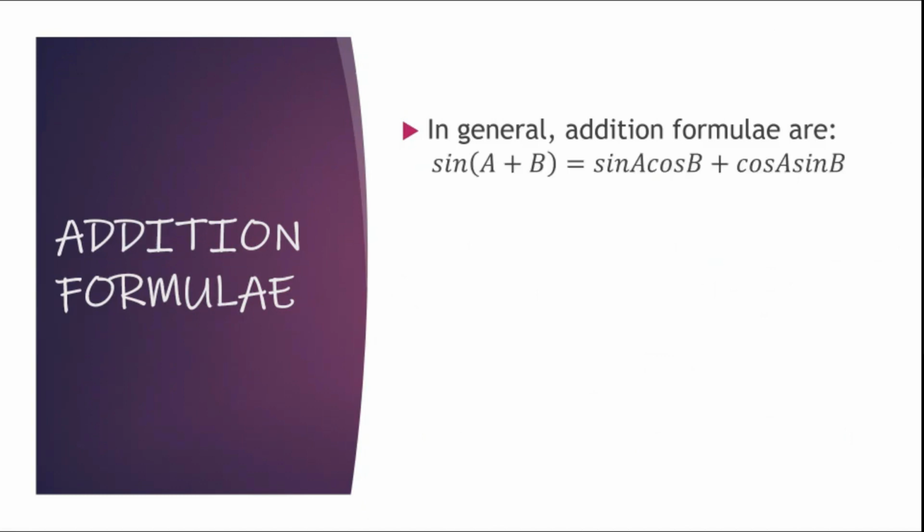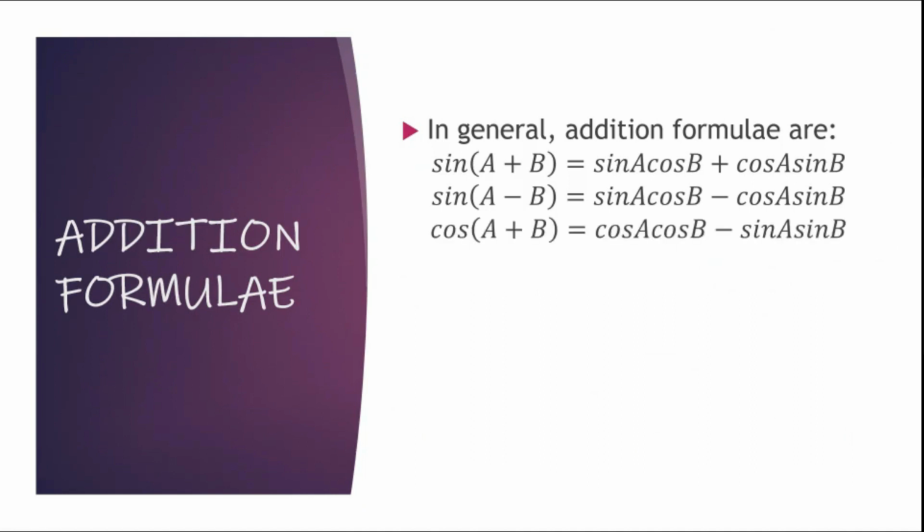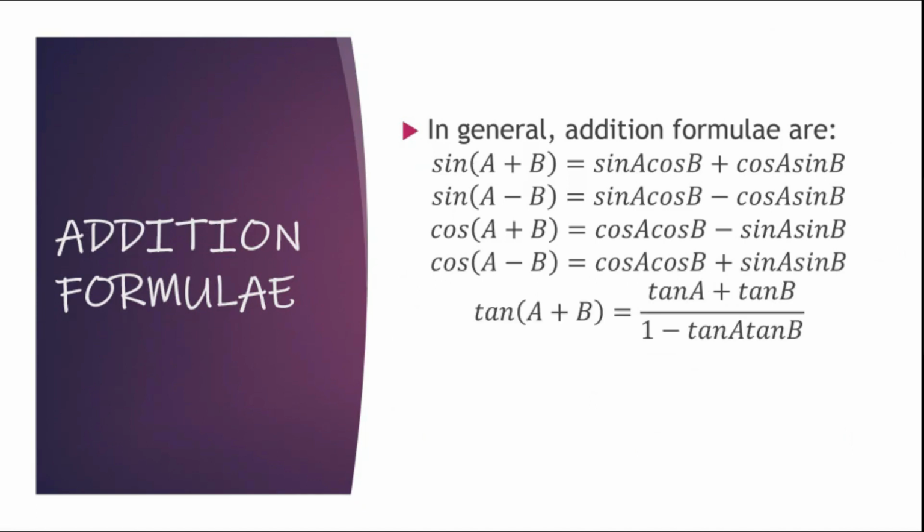So, now let us talk about addition formulae, another identity. In general, the addition formulae are: sine of a plus b is equal to sine a cos b plus cos a sine b. Then sine of a minus b is equal to sine a cos b minus cos a sine b. Then for cosine, cos of a plus b is equal to cosine a cos b minus sine a sine b. Then cos of a minus b is equal to cos a cos b plus sine a sine b. And for tangent a plus b, we have tan a plus tan b all over 1 minus tan a tan b. And tan a minus b is equal to tan a minus tan b all over 1 plus tan a tan b.